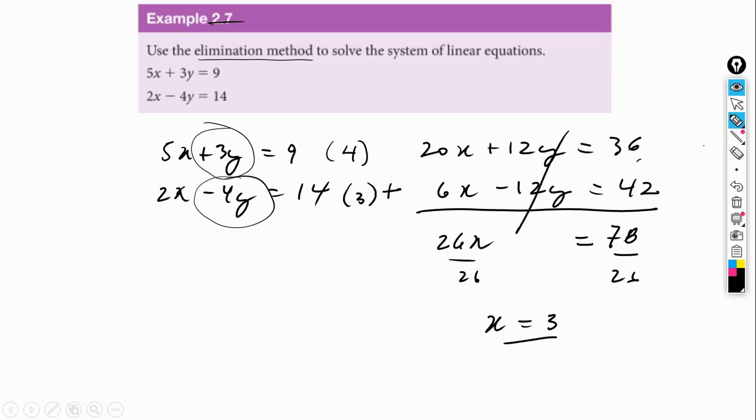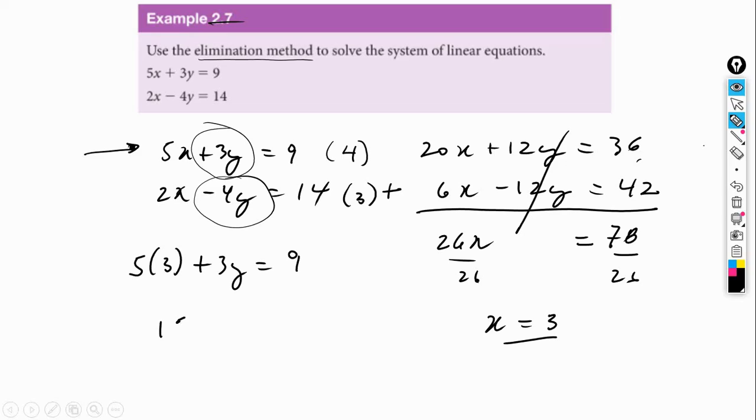So we have solved for x by eliminating y, but we still have to solve for y. So how can we do that? Well, just grab one of the original equations, doesn't matter which one. I'll take this one and substitute x for 3. So 5x becomes 5 times 3 plus 3y is equal to 9.